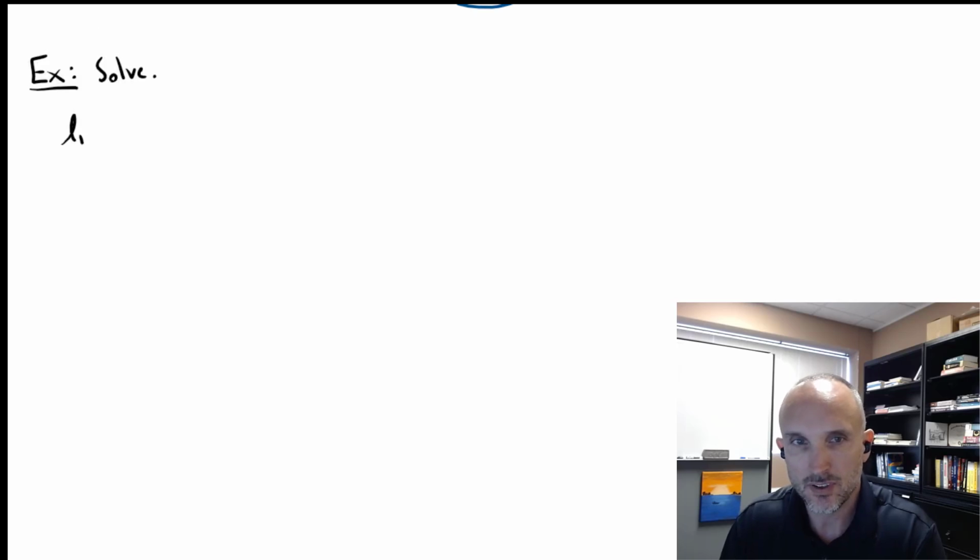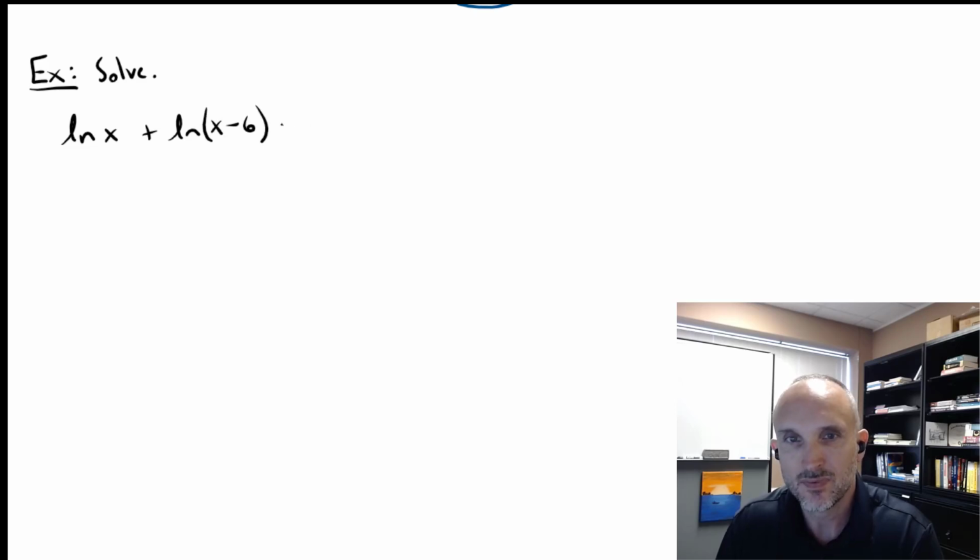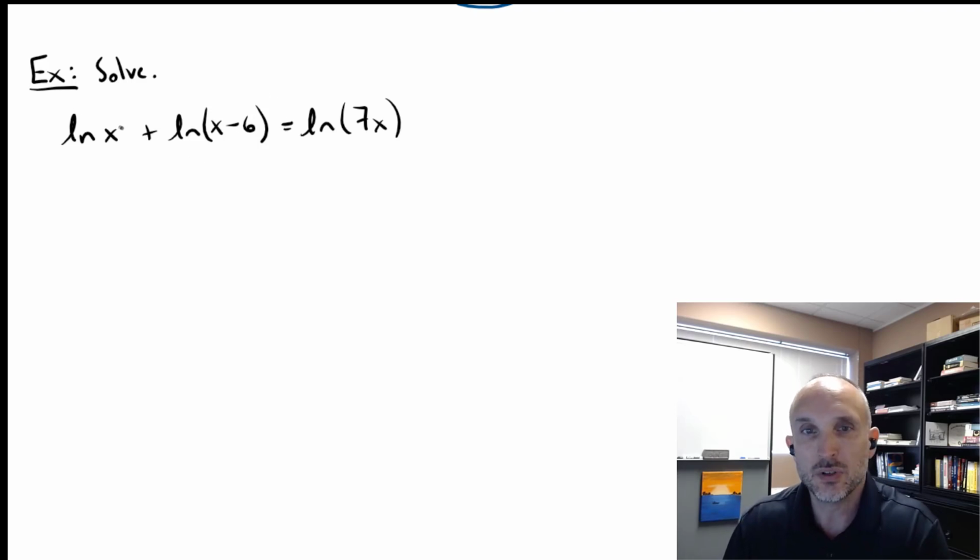Let's solve the natural log of x plus the natural log of x minus 6 equals the natural log of 7x. We have natural logs everywhere. Now, the way to undo a natural log is by applying an exponential in base e, because a natural log is base e. And I could apply a base of e right now. And on the right side, it would be fine because it's e to a single natural log.